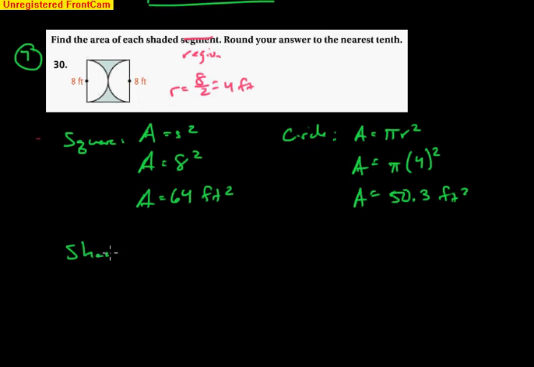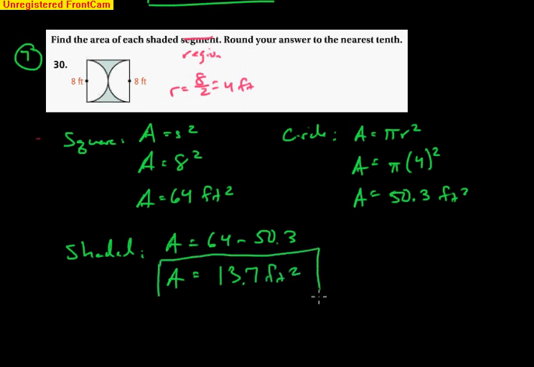So now to find the area of the shaded, it's just the subtraction of 64 minus 50.3. And when I do 64 minus 50.3, I get 13.7, and that is feet squared. And there is the answer to this shaded region problem. So identify what the bigger figure is, take away the smaller figures, get the shaded region. Last problem coming. Okay, here's number 8.